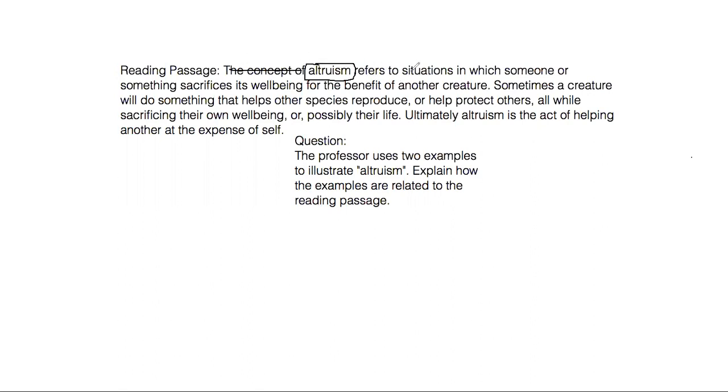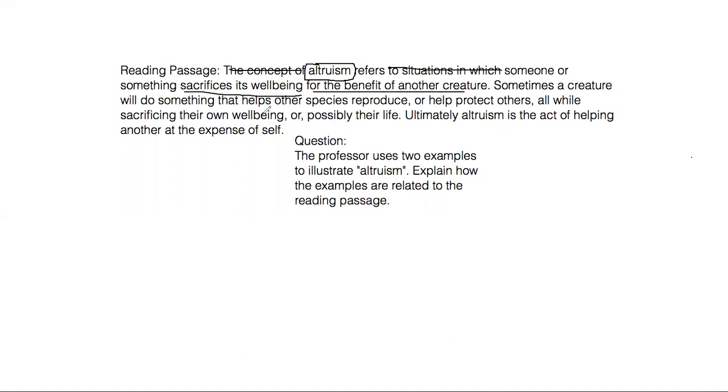And then "refers to situations in which," okay, right now we know we can get rid of this as well, because you just need to know what altruism is, and they're expanding on the writing by saying "situations in which," and we know we can just focus on what's next. Someone or something sacrifices its well-being for the benefit of another creature. So we've broken down this first sentence and we know altruism is about something sacrificing its well-being for the benefit of something else. So you're doing something good for someone else at the cost of your own life or yourself.